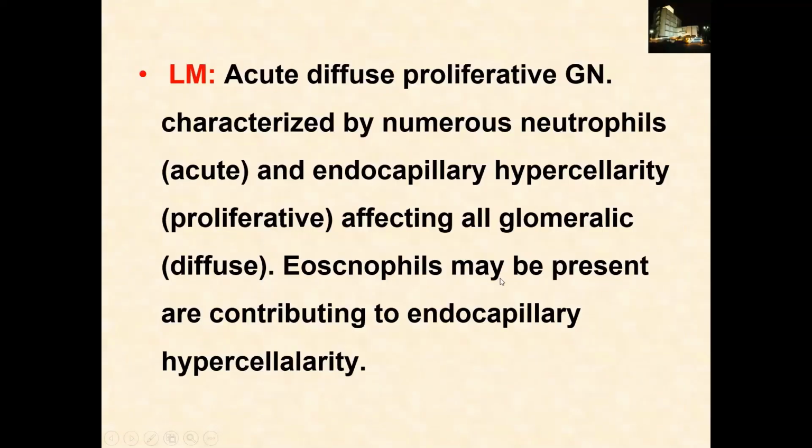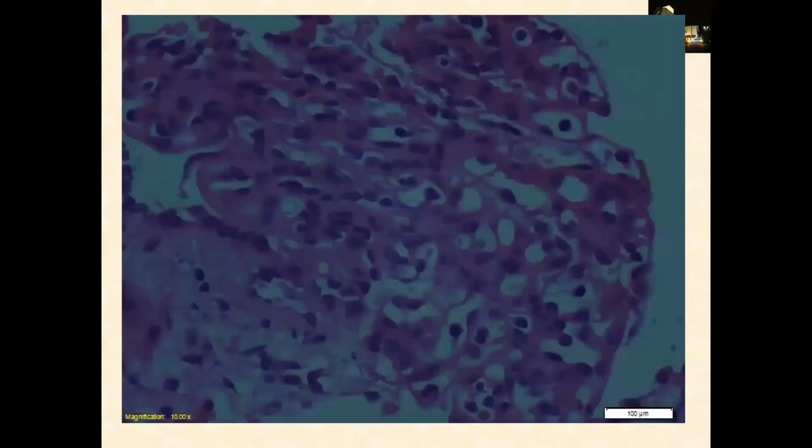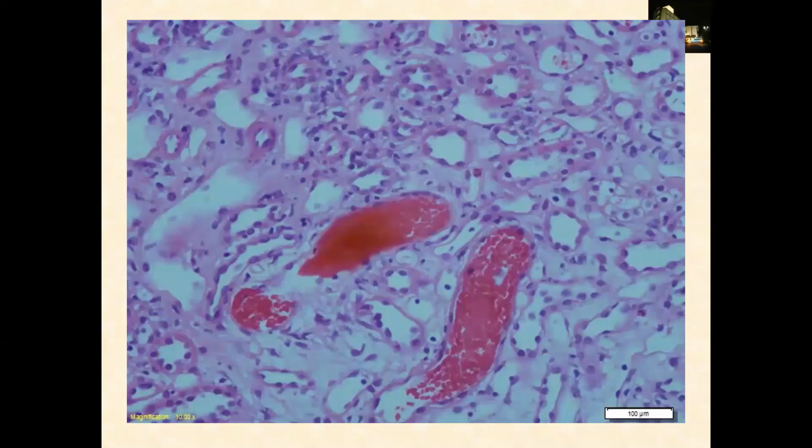Eosinophils may be present and contribute to endocapillary hypercellularity. In this figure, this is the capillary lumina, and in all the segments we observe intracapillary leukocytes, or neutrophils, inside the capillary lumen, and this is the endocapillary hypercellularity. It is associated with red blood cell casts, and this shows the patient exhibiting hematuria.